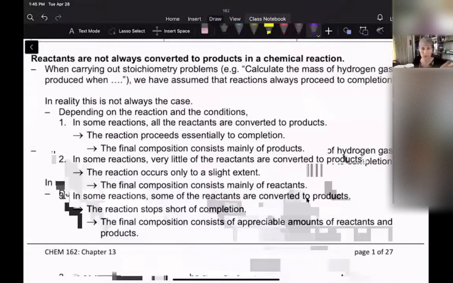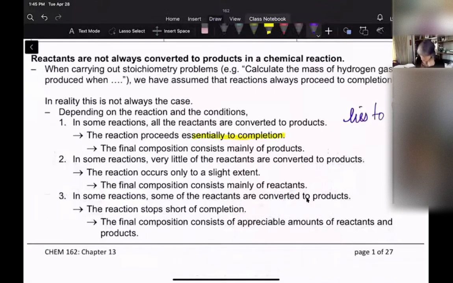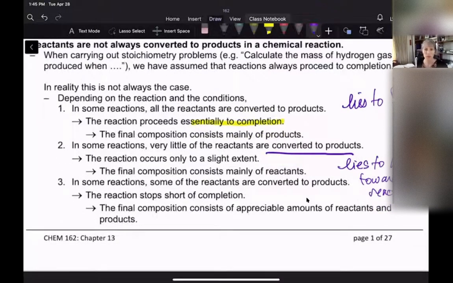We won't always have reactions going one way. If it goes essentially to completion, then we have just products, right? So that would lie to the right. If only a little bit reacts to products, then that would lie to the left, so towards reactants. And then some are pretty balanced. You end up with products and reactants both there. Then you have everything in solution at once.